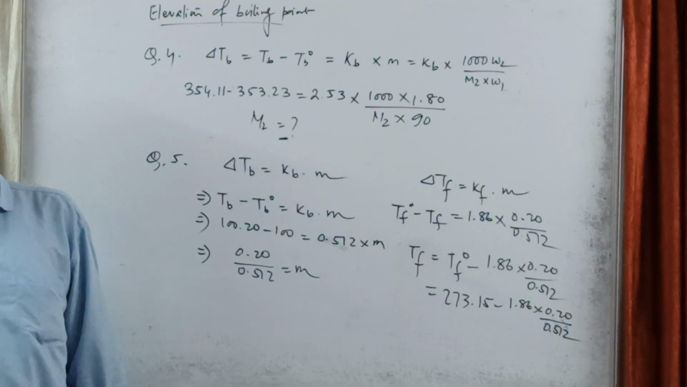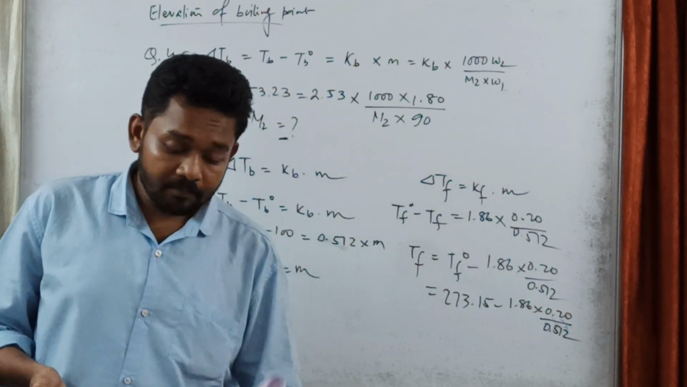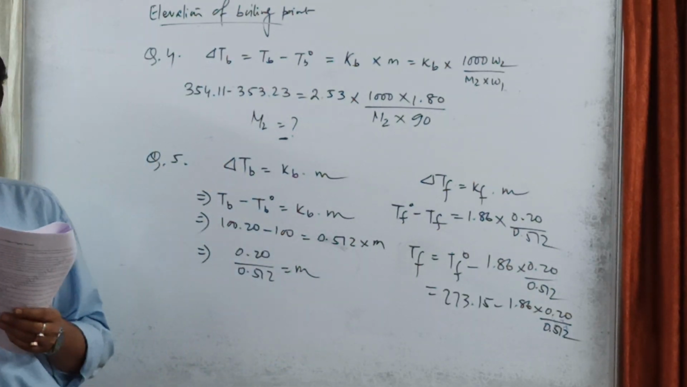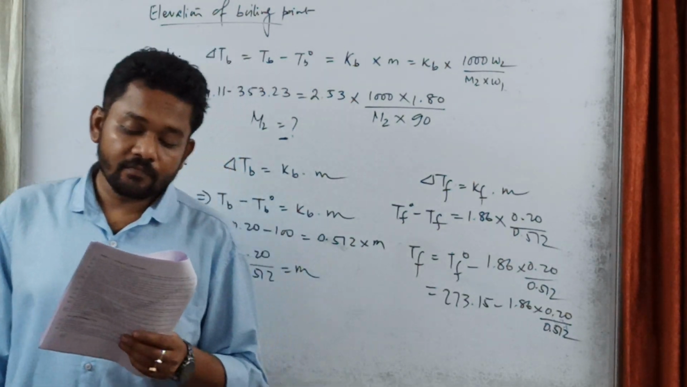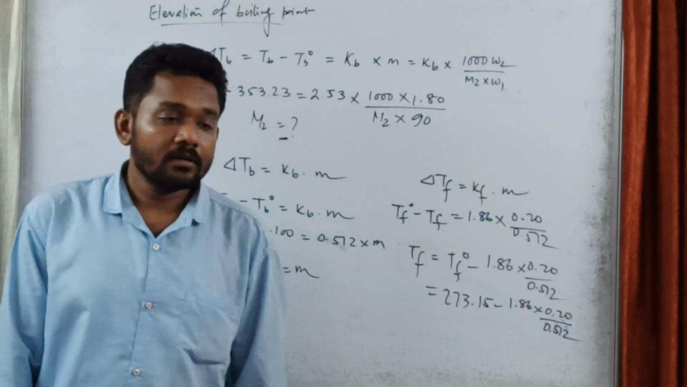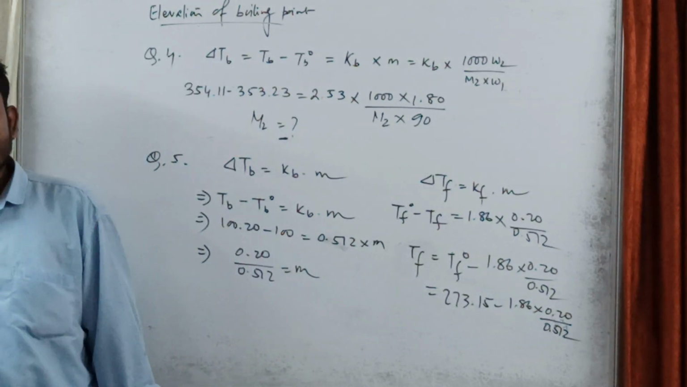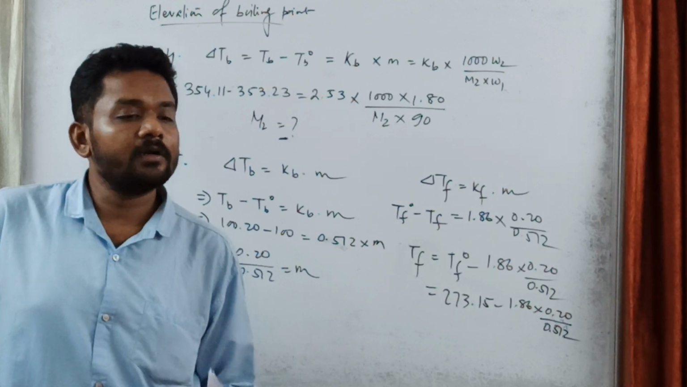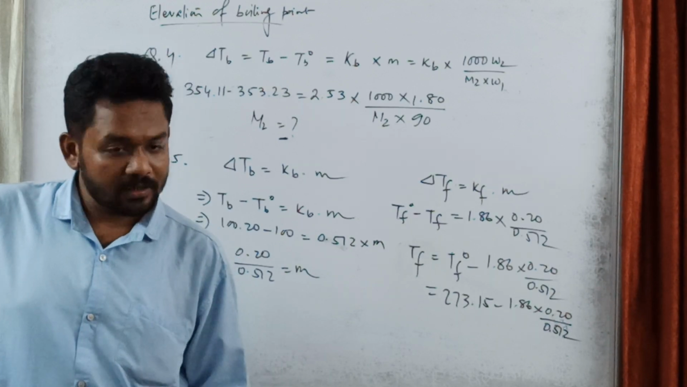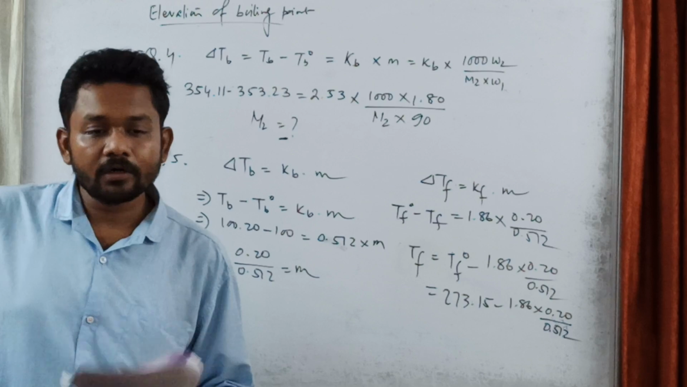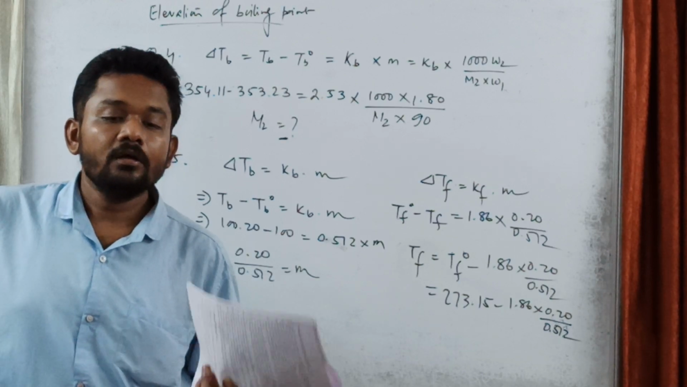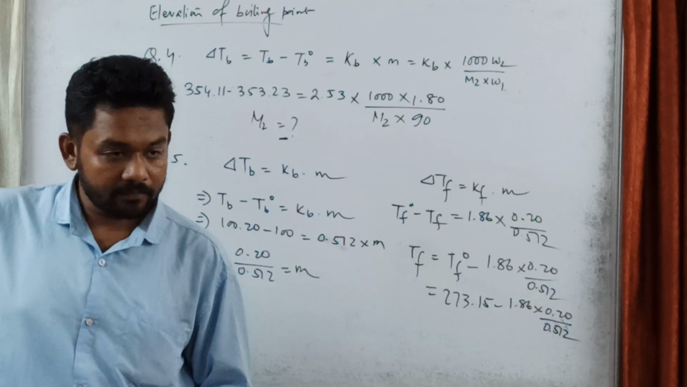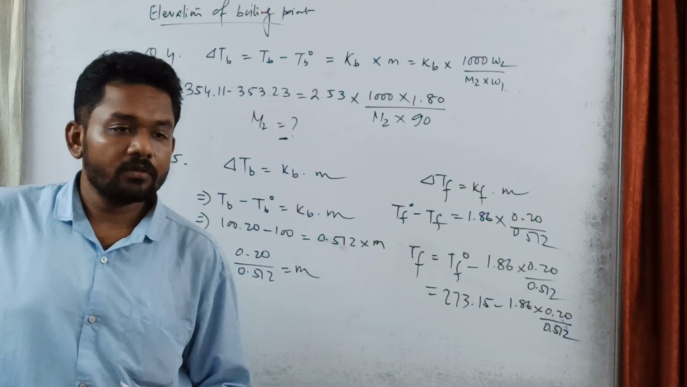Depression of freezing point, make a point. Depression of freezing point, it is very important. Question number 1: Why does sodium chloride solution freeze at lower temperature than water? Same answer you will write down. Whatever you have written in elevation of boiling point, you will write down the same thing in depression of freezing point. So NaCl is an electrolyte, so it will dissociate into ions. More number of ions means colligative property increases, that means freezing point decreases. But in case of glucose, non-electrolyte.